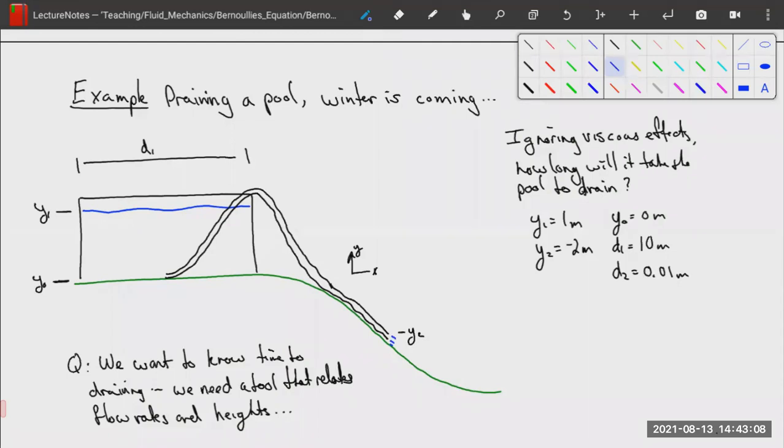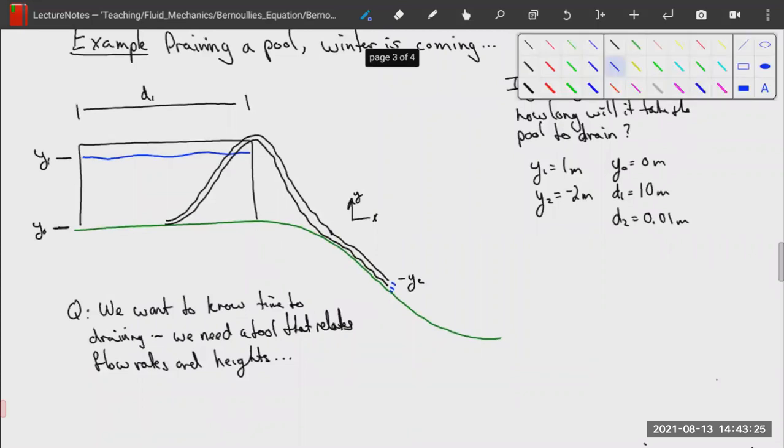And we need a tool, right? We need a model that relates flow rates and heights. And the only thing we have that does that right now, because the only thing we have that doesn't deal with stationary fluids, is Bernoulli's. So we're definitely going to have to use Bernoulli's. So let's write down our Bernoulli's equation, which is P over rho plus 1/2 V squared plus gZ is equal to a constant.